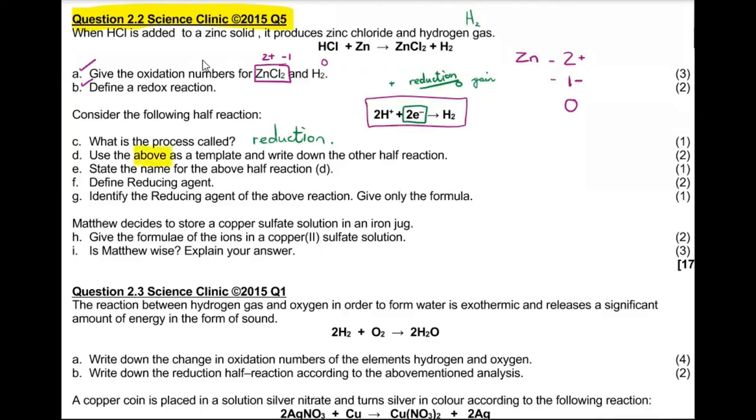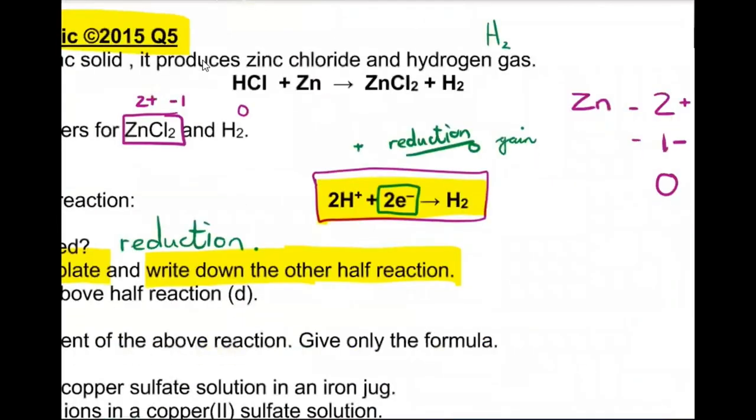So the above, meaning this, as a template and write down the other half reaction. So we know that this is the reduction half reaction. So the oxidation half reaction must then start with, so we see that we've got two options. We've now already used H, I'm going to cross it out. We've already used hydrogen in our reduction half reaction. So look how sneaky they are. Now you've got two options. You've got Cl and Zn, chlorine or chloride ions, and zinc.